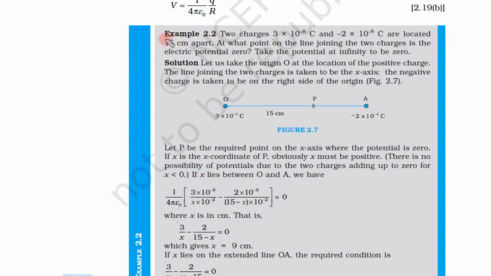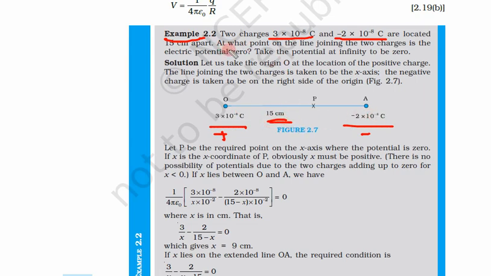Now let us solve this numerical problem. Example 2.2. Now they have two charges. This is the first charge, 3 into 10 to power minus 8. Another charge is negative, minus 2 into 10 to power minus 8 coulomb. They are located 50 centimeter apart. So this is first charge Q1, this is second charge Q2, this is positive, this is negative, and the distance between them is 15 centimeter.